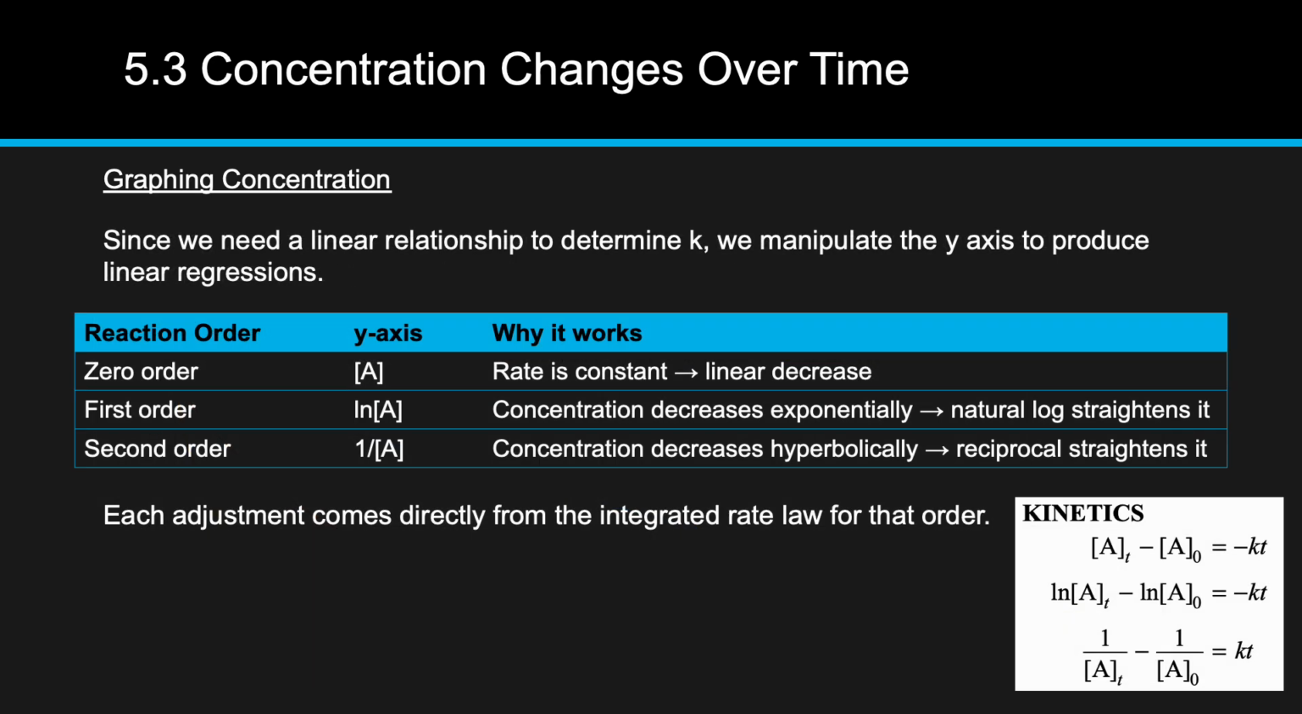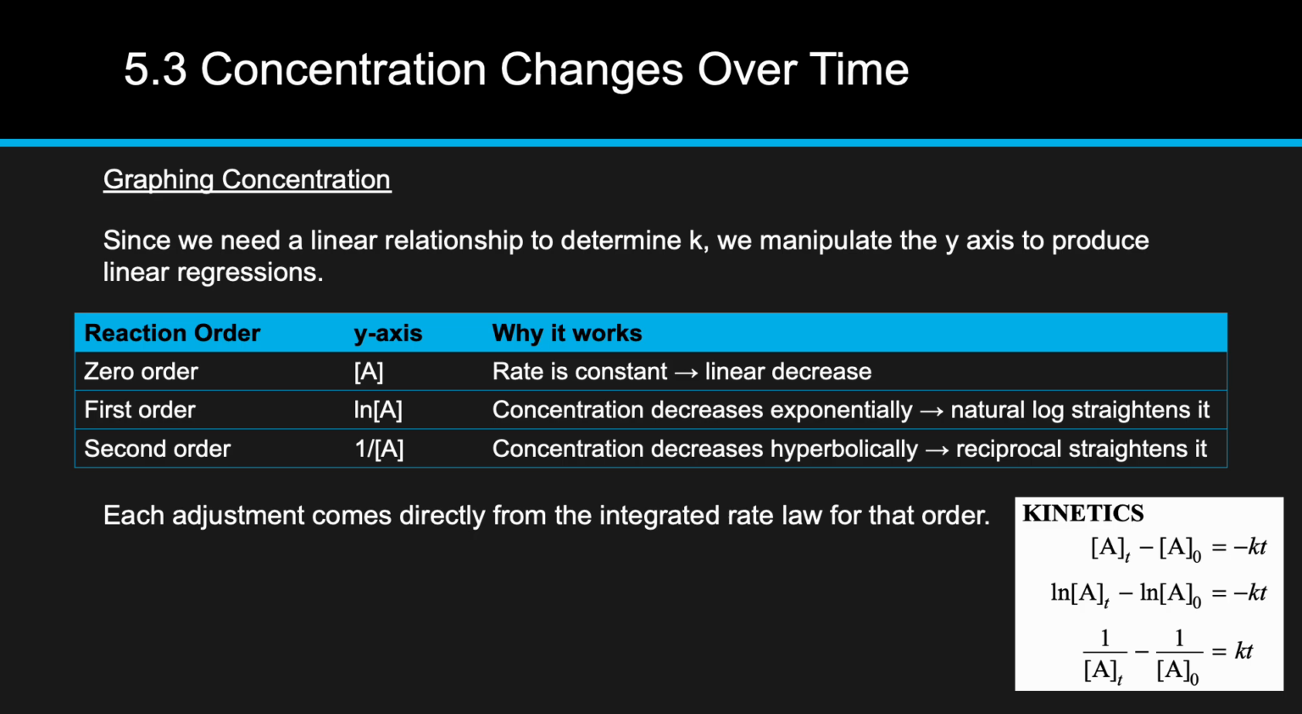To determine the rate constant k, we need a linear relationship between concentration and time. So we are going to adjust that y-axis depending on the reaction order. So zero order reactions produce a straight line already when we compare concentration versus time. So we do not have to change the y-axis for zero order.